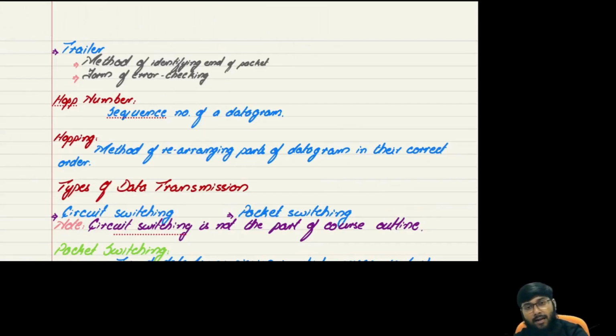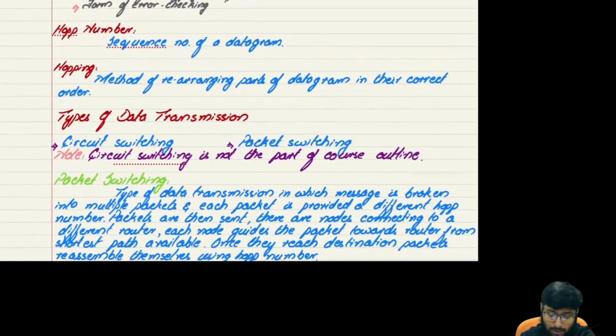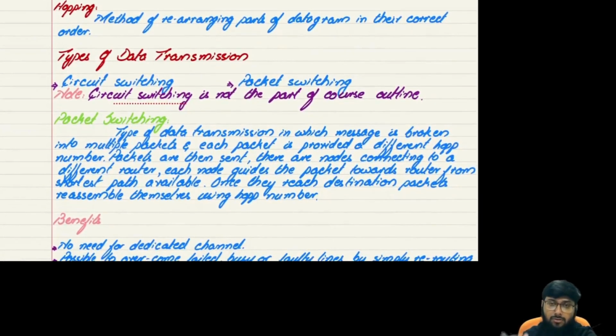We discussed the error checking methods in the previous video: echo check, ARQ check, sum check, direct parity check, parity block. We discussed all six of them. So what type of error checking method will be applied over the data that has been transmitted, and where the data is going to end up? Identification of the end of the packet is also there in the trailer. Now coming towards the types of data transmission, there are two different types: circuit switching and packet switching.